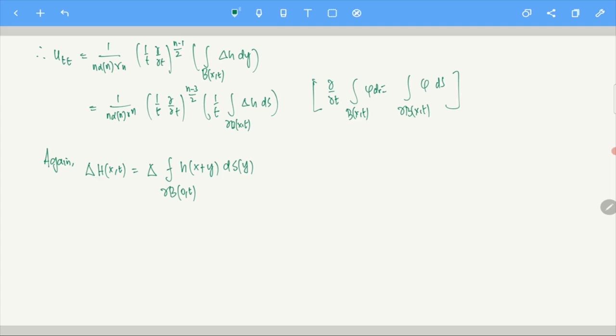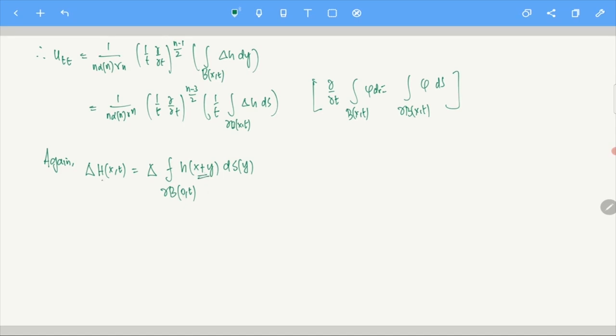This delta is with respect to x. So what am I doing? Capital H is, if you remember, the average of small h. Now I'm just writing it down and again taking a change of variable, shifting the origin to the center. That's all. I'm not doing anything else, just that.